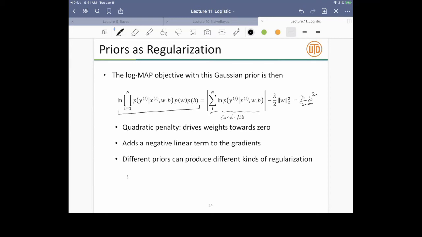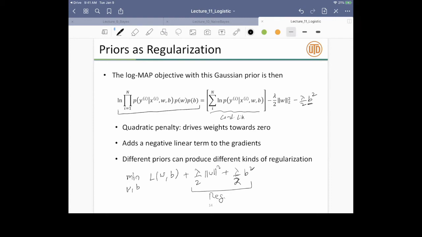But now the optimization problem becomes the minimum over w comma b. This is the loss function that we had earlier, right? L of w comma b. But additionally, I have this plus lambda by 2 w square plus lambda by 2 b square. Okay, so this is the additional regularization that comes naturally from this prior.